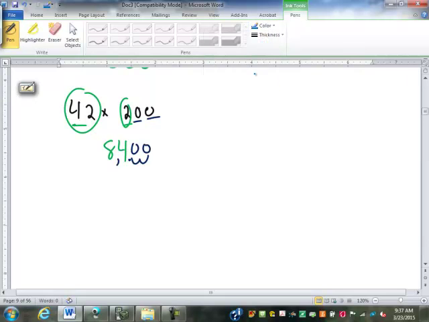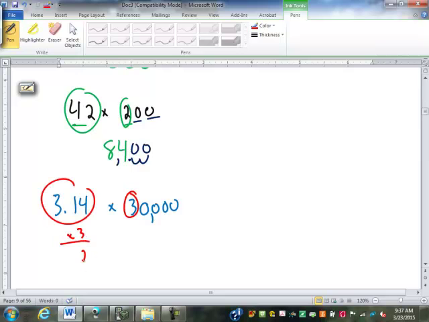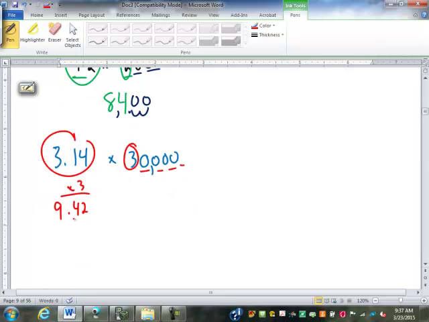Or we might have, I should be careful how I do this. 3.14 times 30,000. Well, we can do the 3.14 times 3, which is going to give us what? 12, carry the 1, 3, 4, decimal point, and 9. 9.42. But then we have the 4 zeros tells us to move that decimal point 4 spots. 1, 2, add a 0, 3, and another 0 is 4. So 94,200. Not so bad.